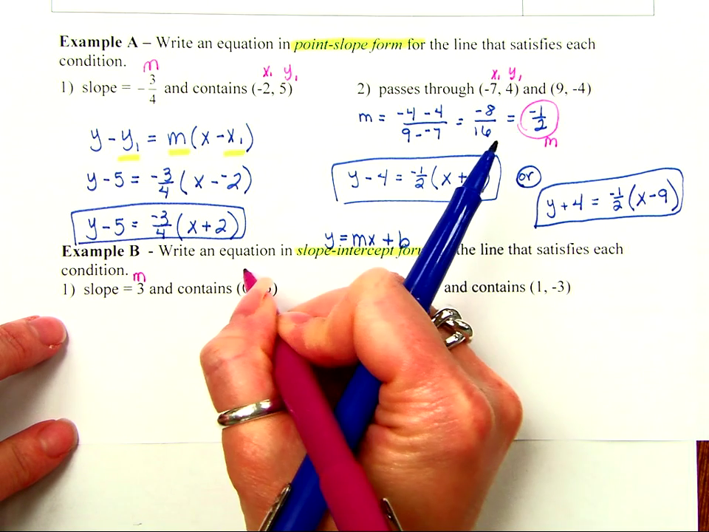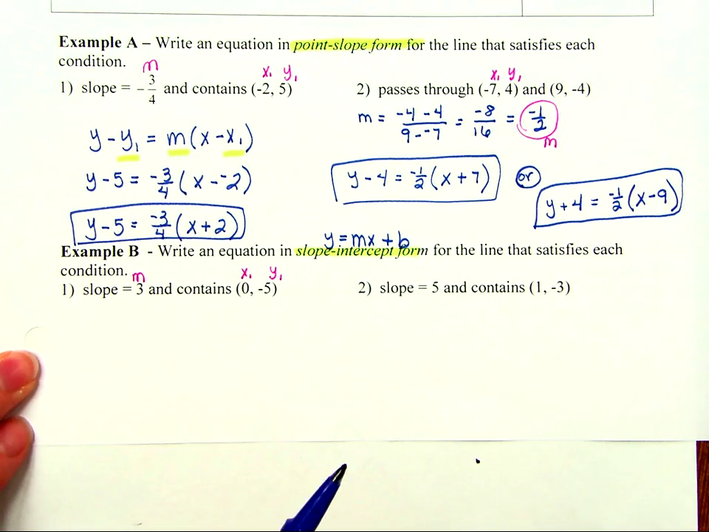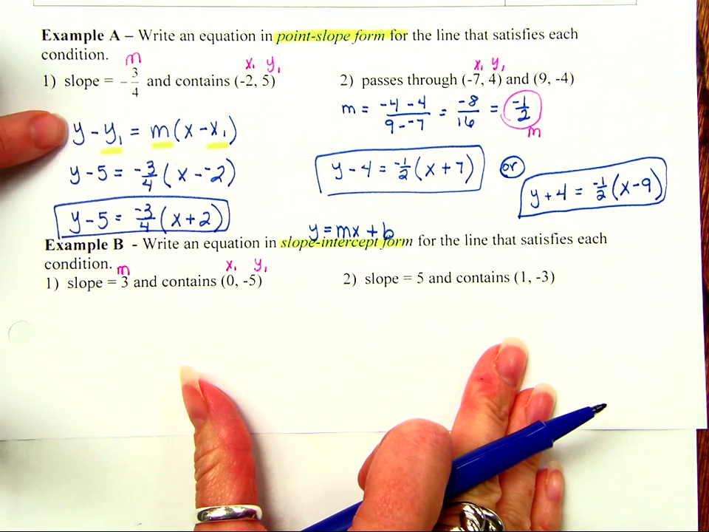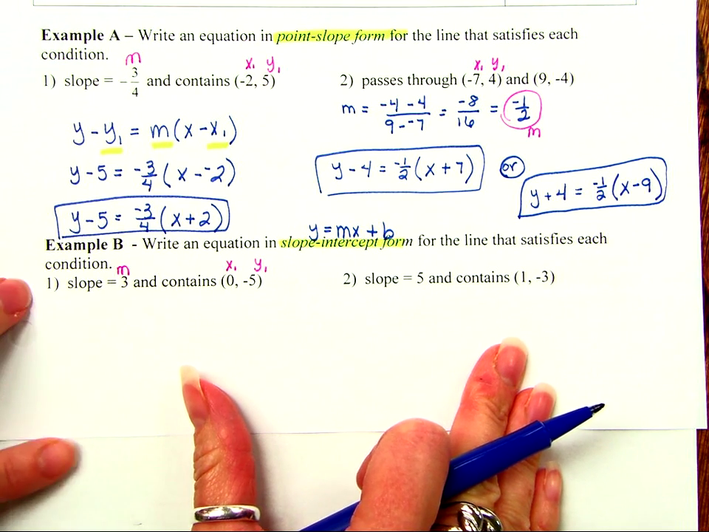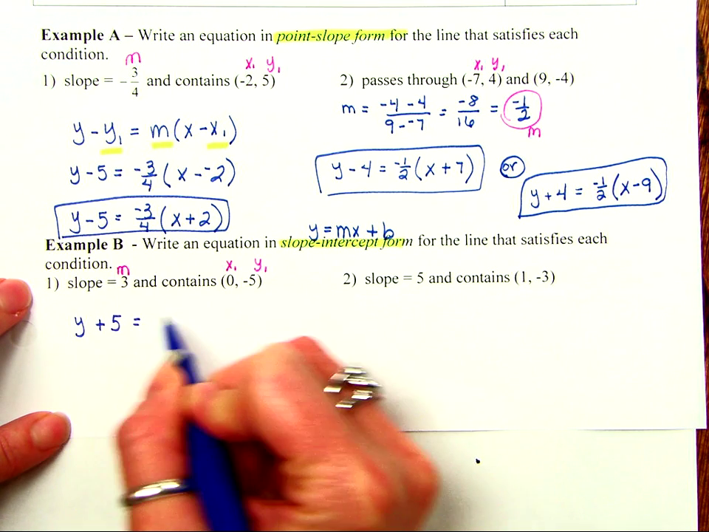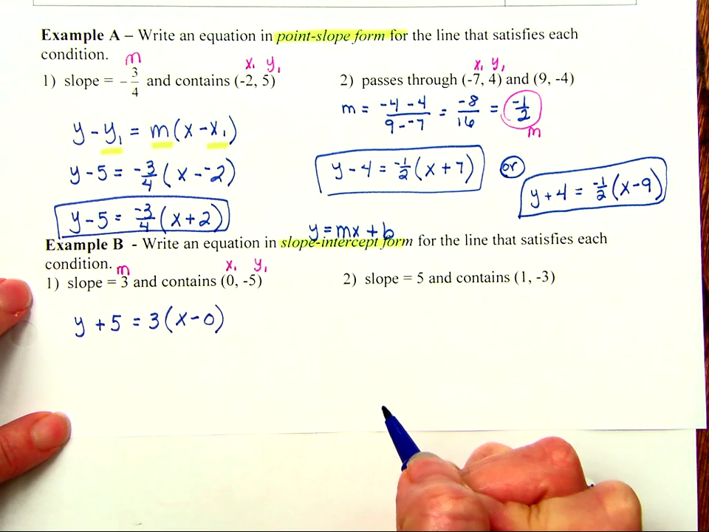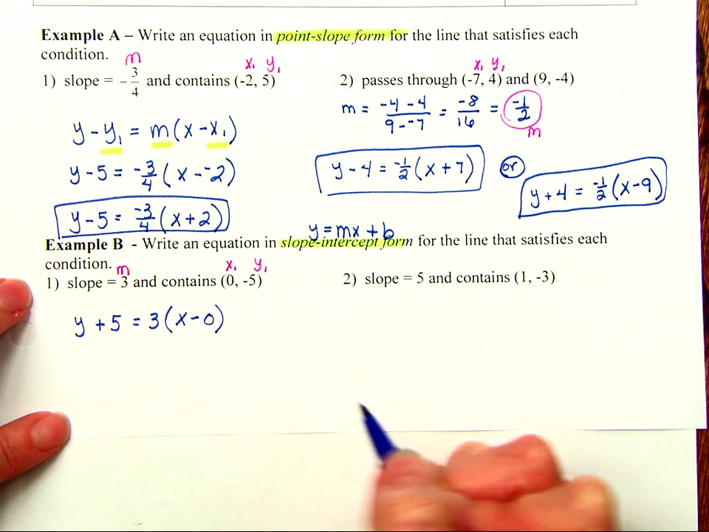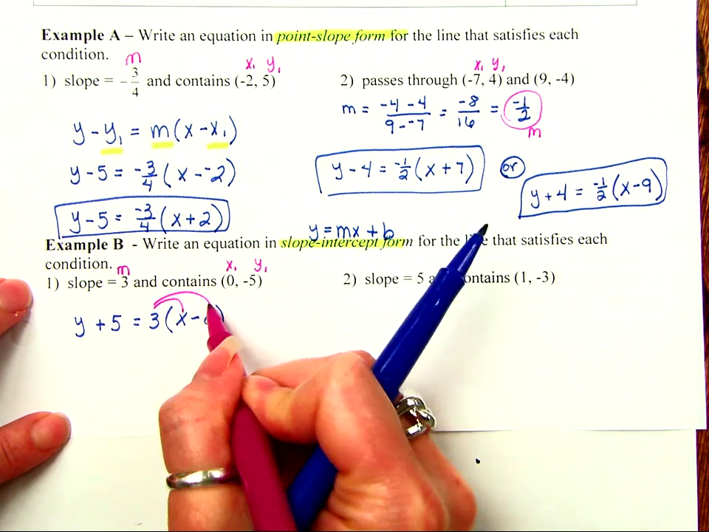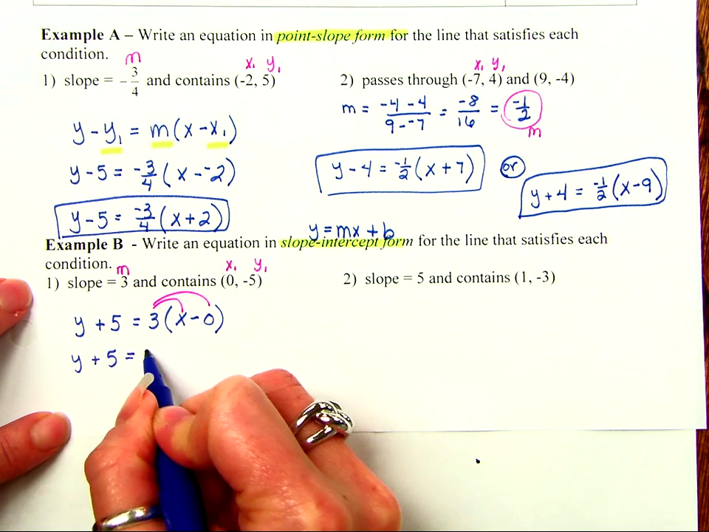So again, if this is my point, I could use x1 and y1. If I have a point and a slope, I can go ahead and substitute into my point-slope equation, where we are going to say y minus negative 5 equals 3 times the quantity x minus 0. Now, in order to get it into slope-intercept form, I actually want y by itself. And so to do that, I'm going to start by distributing: y plus 5 equal to 3x.